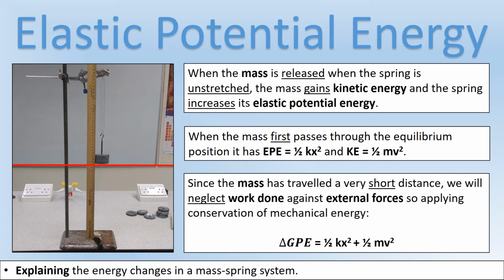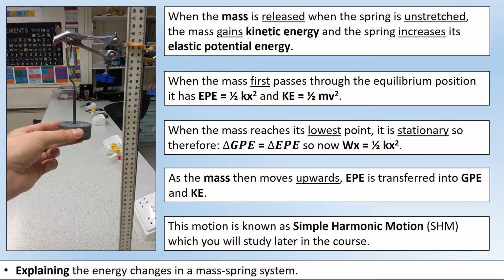What I'm going to do now is, from the starting position to this one, we've traveled a very short distance. So between these two stages, I'm going to ignore any work done against external forces because it'll be quite small. So at this position, the change in GPE will be equal to the sum of elastic potential energy and kinetic energy there. So kinetic energy accounts for the extra energy we found on the graph earlier. So let's actually look at what happens. Instead of me just describing it, let's see it.